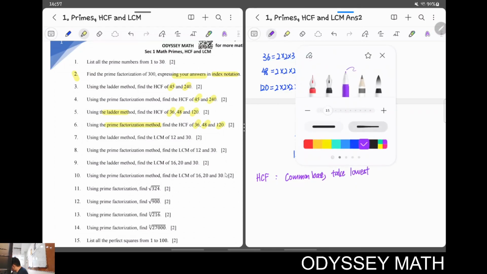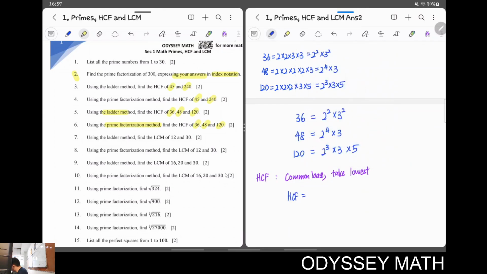For HCF over here, we make sure to align all the bases vertically so that it's easier to see. If there's no base 5, we leave it empty there. So 36 has base 2, 48 has base 2, 120 has base 2. So 2 is a common base to all three numbers, of which we take the lowest. So we take 2 to the power 2 times, 36 has base 3, 48 has base 3, and 120 has base 3. Out of these, we take the lowest. So that is just 3.